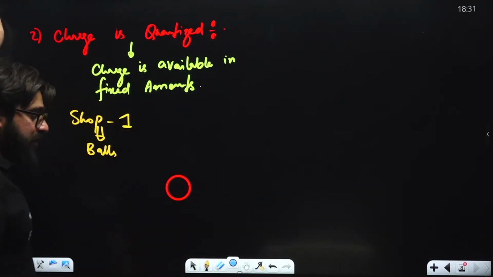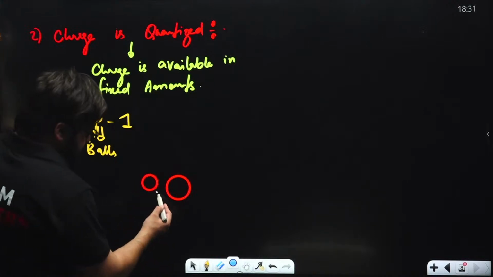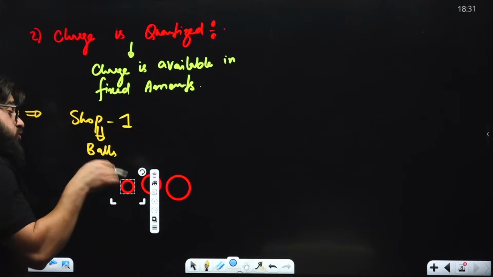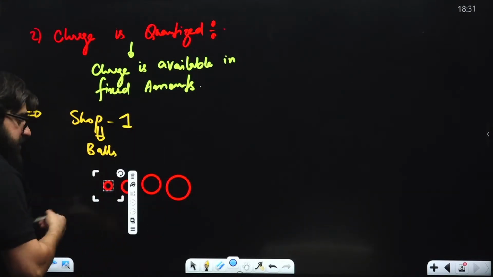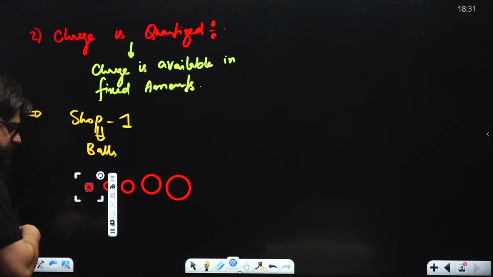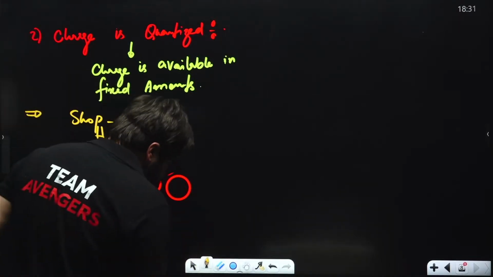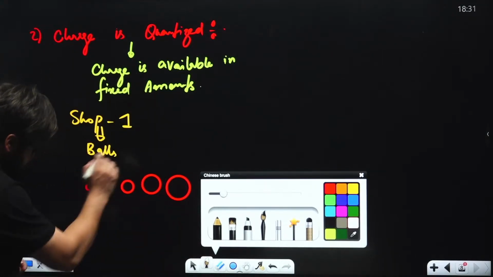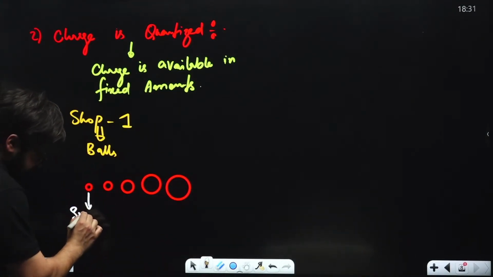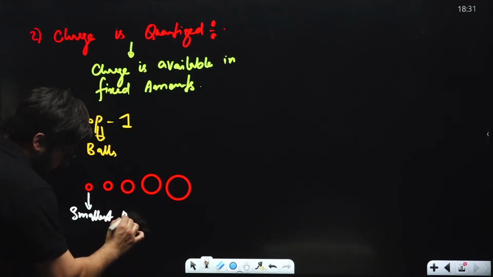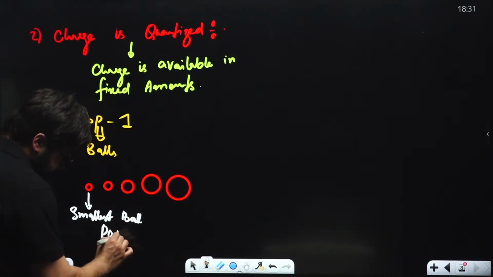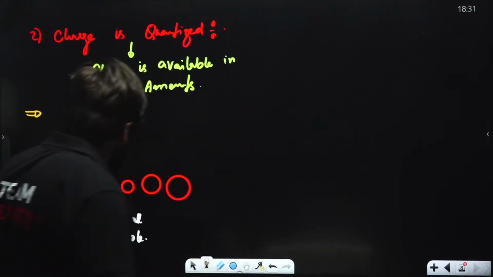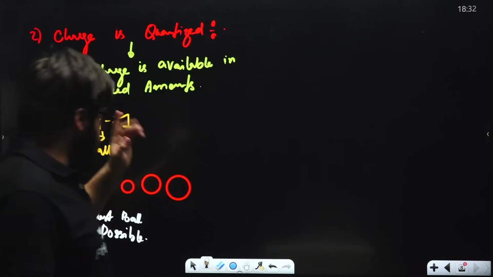I said, no, give me smaller than this one. He said, then take this one. I said, no, smaller than this one. He said, take this one. I said, no, smaller than this one. He said, this is the smallest ball possible. This is the smallest ball the company is making, so you cannot get a smaller ball than this in the entire world. So this is the smallest one.